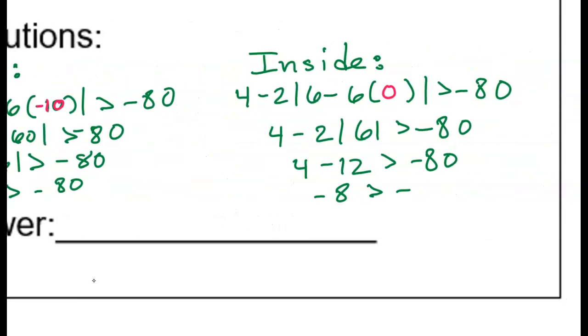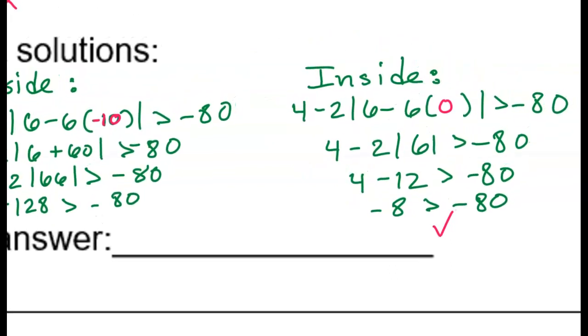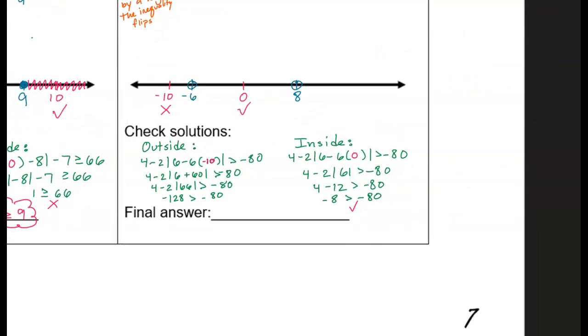So then over here, negative 8 is greater than negative 80. This is true. Even though 8 is smaller than 80, negative 8 is less negative than negative 80, making it bigger than negative 80. So I am shading on the inside between my two boundary points. So the way that I write this is I write my two boundary points, the x goes between them, and I write my inequality symbols. And that is my solution set, and I'm done.